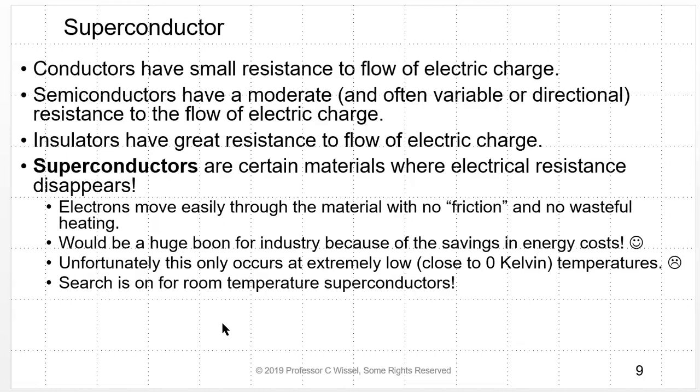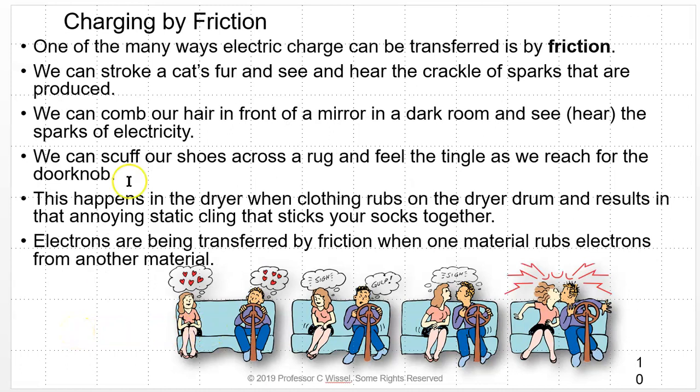Now, this would be a huge boon for industry because of the savings in energy costs, no more waste due to heating. Unfortunately, this only occurs for very low temperatures, close to 0 Kelvin. So that means you've got to pay the price for refrigeration, but they'd be great in space. And they typically require exotic, expensive materials that are hard to machine and handle. The search is on for room temperature superconductors that are inexpensive and easy to handle. Unfortunately, you never get something for nothing.